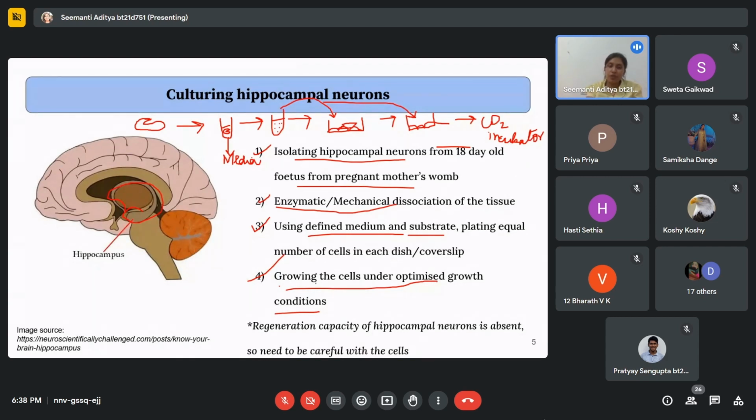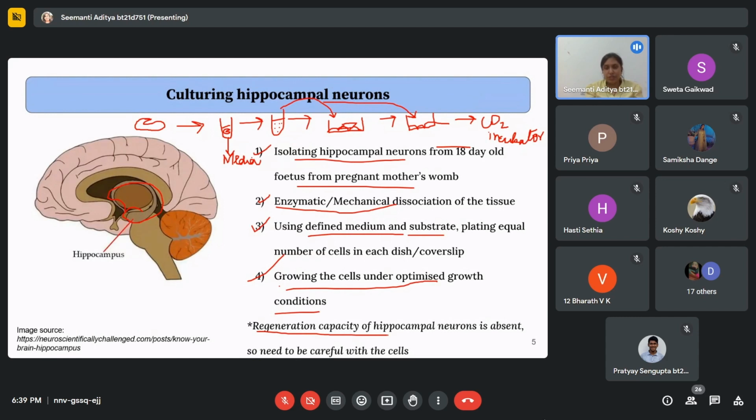We have to be very careful when we are using hippocampal neurons, or any neurons for that matter, because these are not dividing cells and they don't have any regeneration capacity. If the cells are contaminated, or if the cells are lost due to some carelessness, then the process has to be repeated, and that is not good, because again you have to isolate it, again you have to sacrifice the mice, sacrifice the fetus, and that is not very advisable.